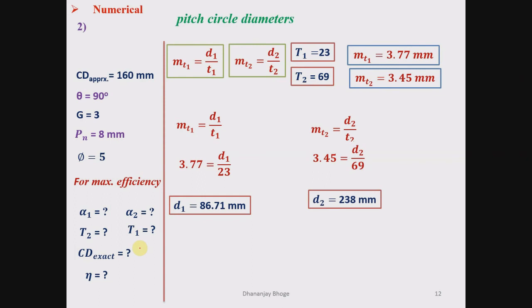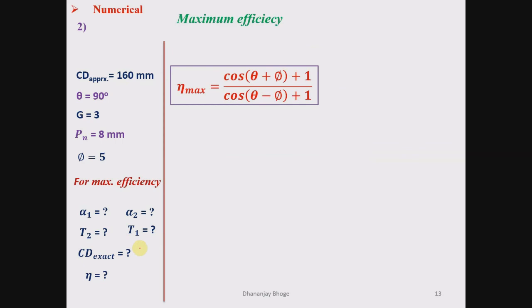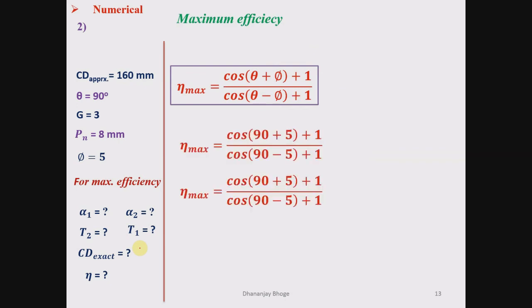So D1 is 86.71 millimeters and D2 is 238 millimeters. These are the pitch circle diameters of driving and driven gears. Now find out the maximum efficiency. Phi is given as 5, theta is 90. किती आली maximum efficiency? 83.96. Correct. 83.96. Okay, 84%. म्हणजे 83.9%.